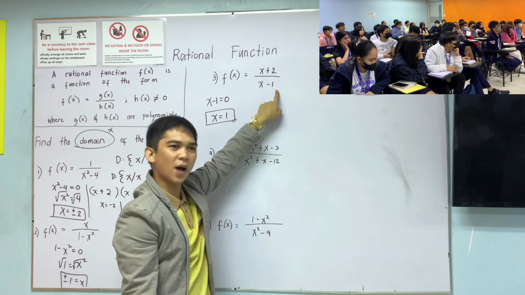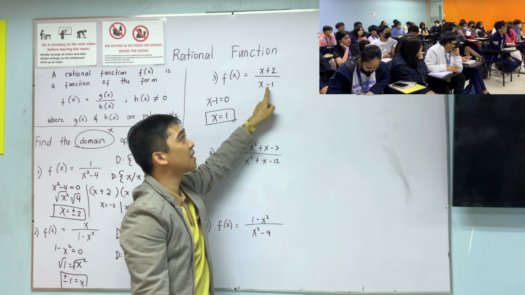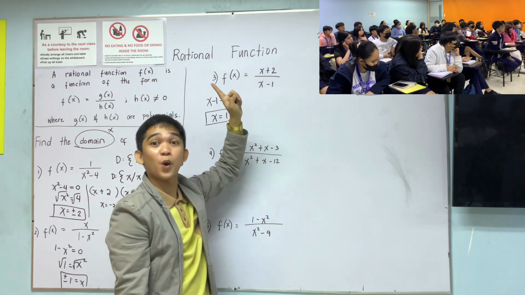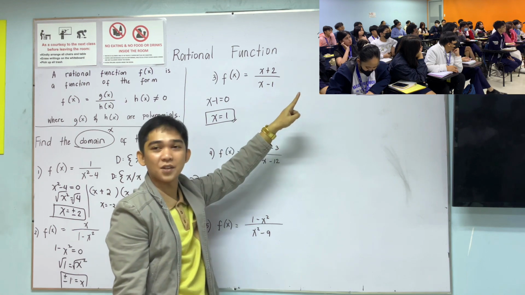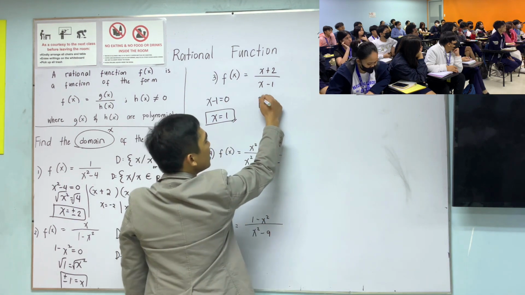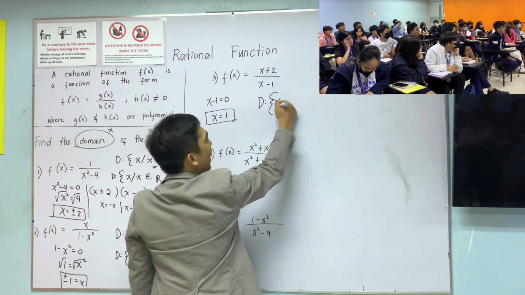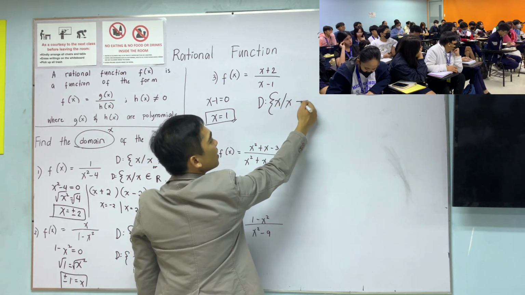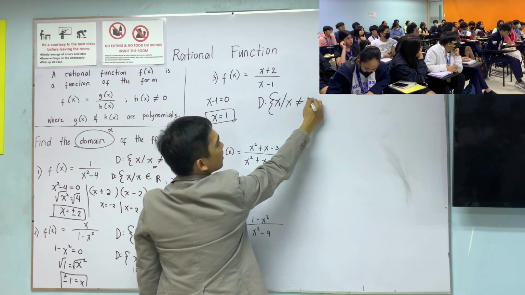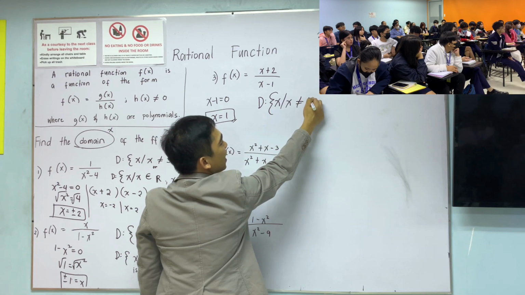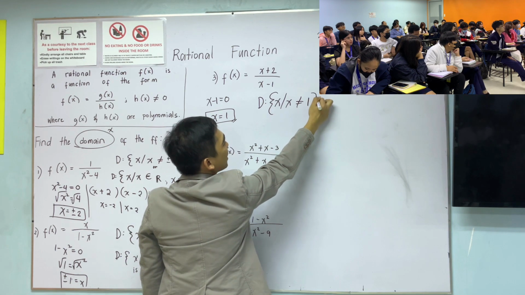How about si negative 1? Magiging negative 2 yung denominator, which is pwede. Kasi wala tayong restricted. So, the domain is x such that x is not equal to ano ba? Positive 1.